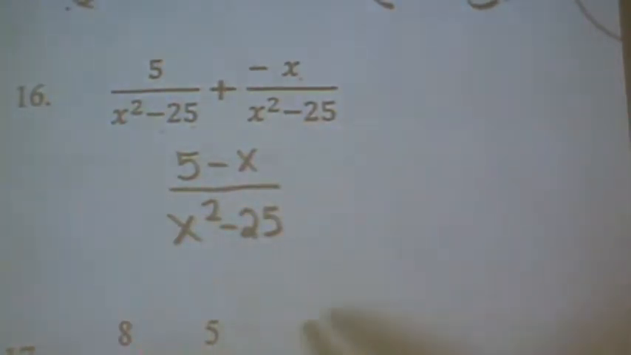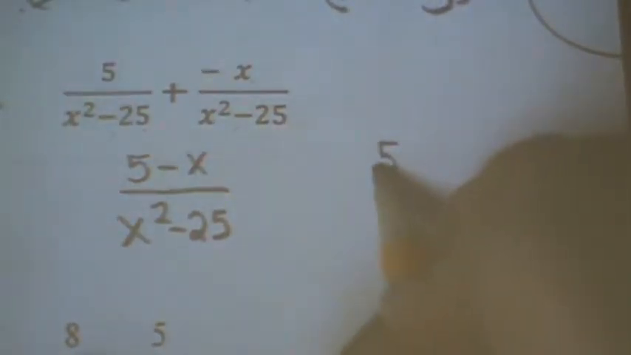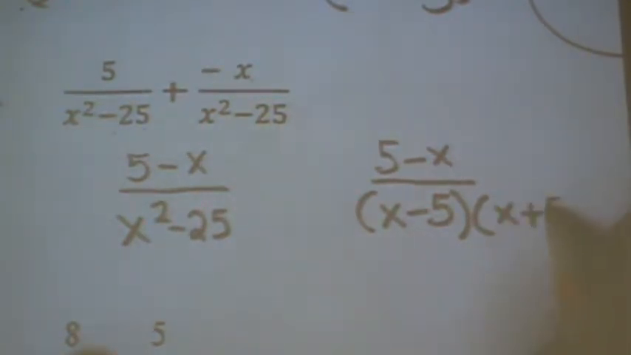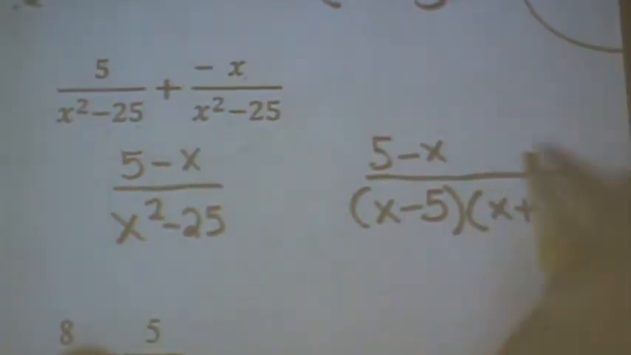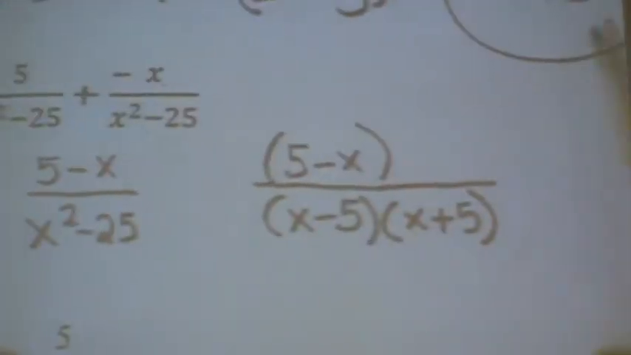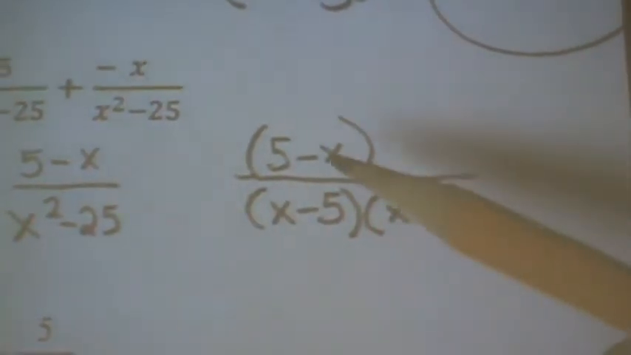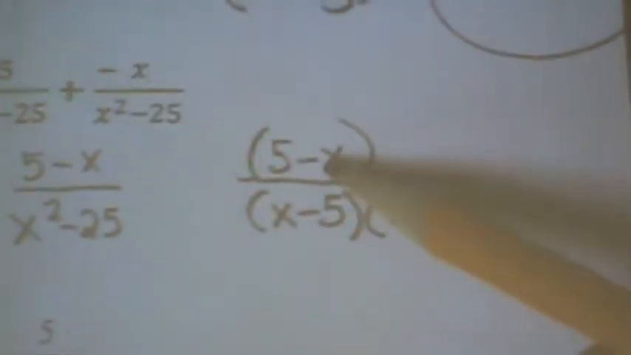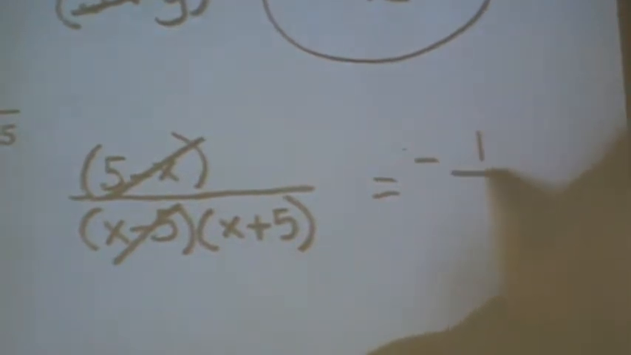You always want to see if you can factor completely, or if it's factored completely. This is not factored completely because you want to simplify this. So you have 5 minus x on top, and this is the difference of 2 perfect squares, so it can be factored to be x plus 5, x minus 5. And we talked about in class that when you have 2 numbers that are the same but opposite signs, like this, see how this is 5, this is negative 5, this is negative x, this is positive x, you can cancel them, but you want to insert a negative 1.